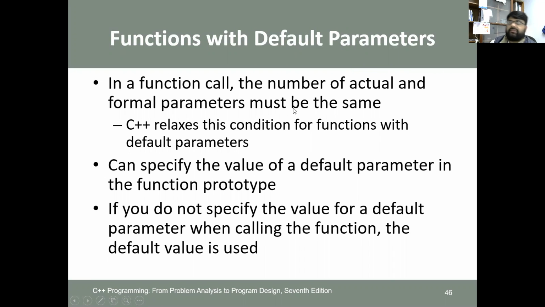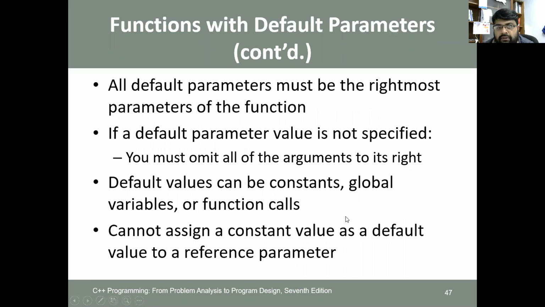So the default value is something that is there by default. It always has a value assigned to it. So even if you do not specify the value for a default parameter when calling the function, the default value will be used and will be passed on to the function by default.